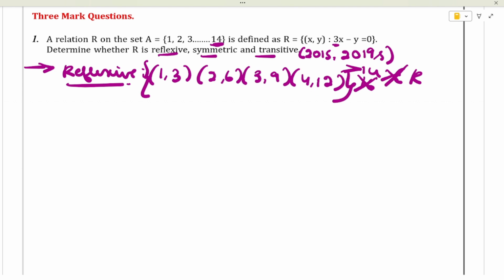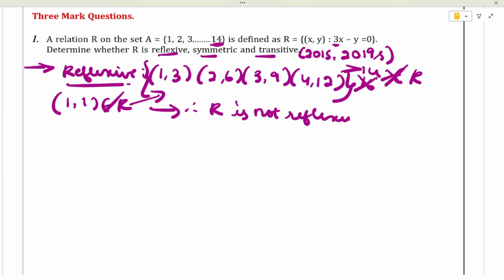Now to show that it is reflexive, first let's see what reflexive is. Reflexive means 1 comma 1 should belong to R, but here it is not belonging to R, therefore R is not reflexive. You can show one example and you can disprove it. If one example disproves it, it will not be reflexive.